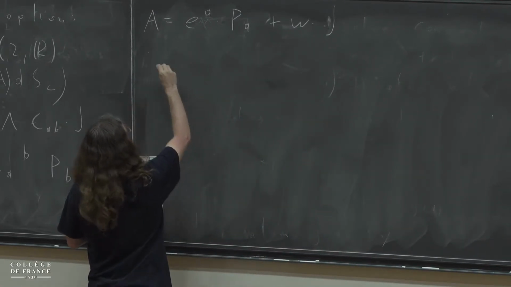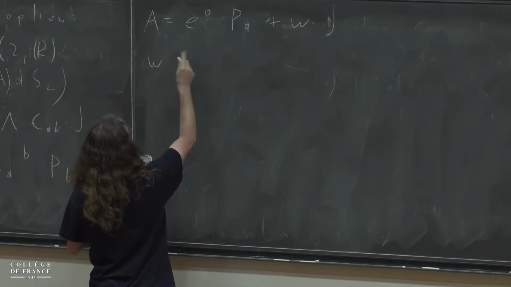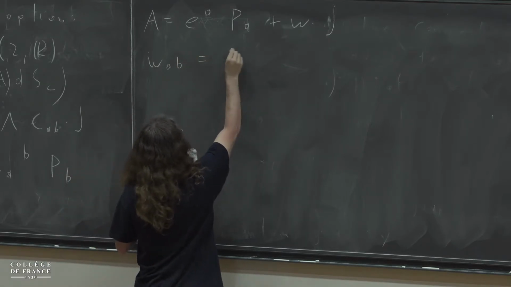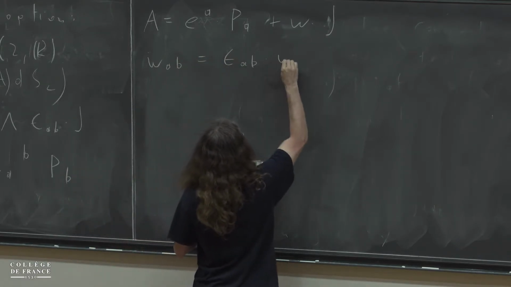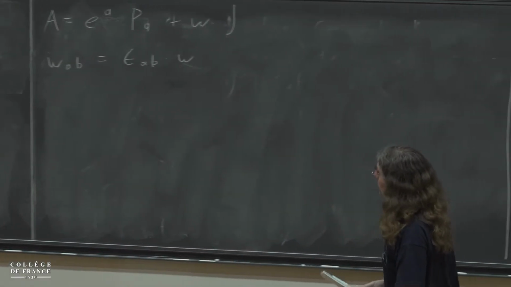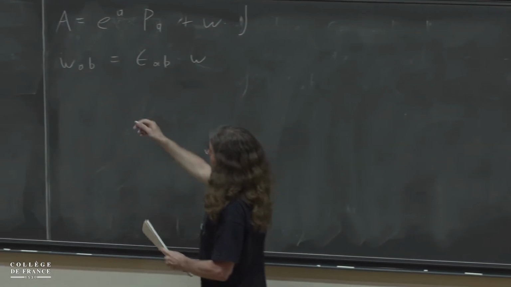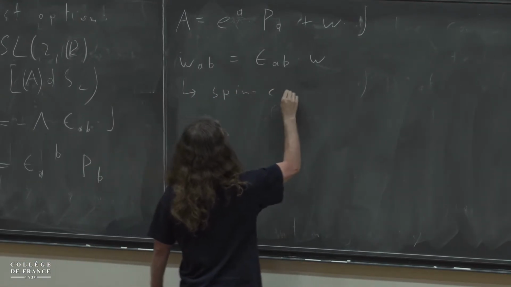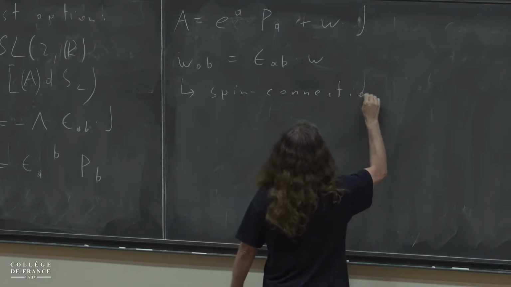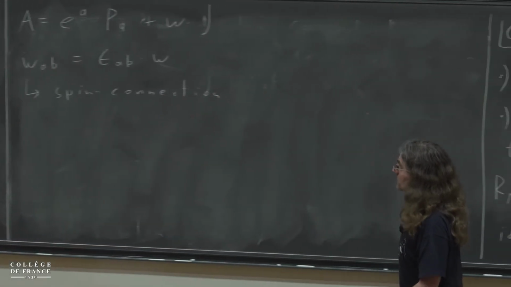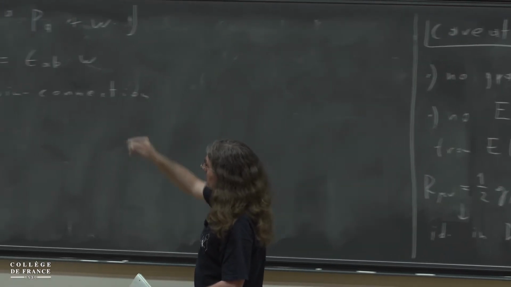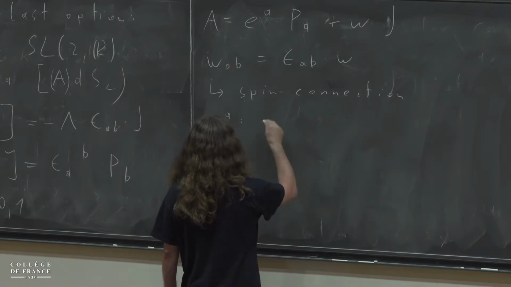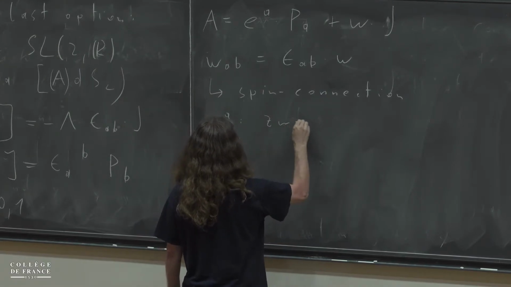So the one form omega is related to a one form with two additional indices just by dualization with the Levi-Civita symbol. And this quantity is what is usually known as spin connection. And I'll explain in a second how it comes about. And this other quantity, E^A, well, sometimes called dyad, I just refer to it as Zweibein.